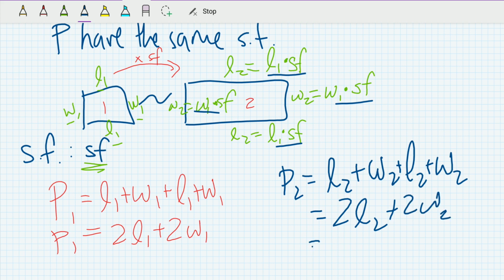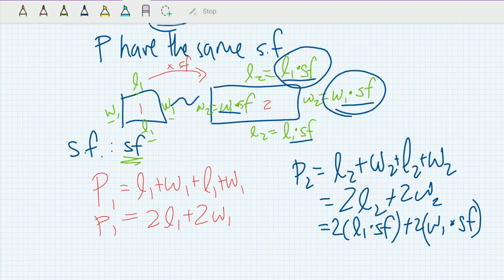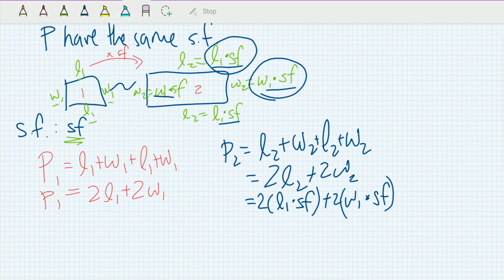And so this becomes 2 times... now instead of writing L2, I'm going to write L1 plus SF. Sorry, not plus, that's super important. It's actually going to be times. L1 times SF, and then plus 2, and instead of writing W2, I'm going to write W1 times SF. Some of you can probably already tell that we're getting really close to showing it. We're almost there.